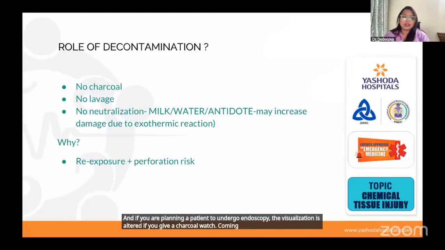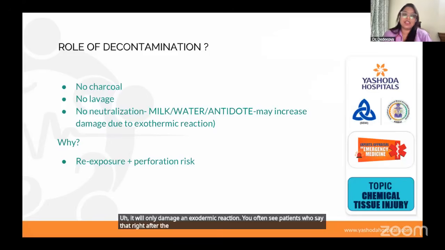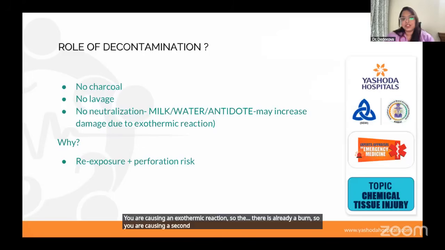Coming back to neutralization with milk or water, there is no specific antidote. It will only cause an exothermic reaction. You often see patients who say that right after the Harpic ingestion, we just gave them soap water or we just gave them some milk. But it only causes a secondary injury. When you are trying to neutralize it, you are causing an exothermic reaction. There is already a burn, so you are causing a secondary burn injury to an already existing primary burn. So all these things should be avoided to reduce the perforation risk.